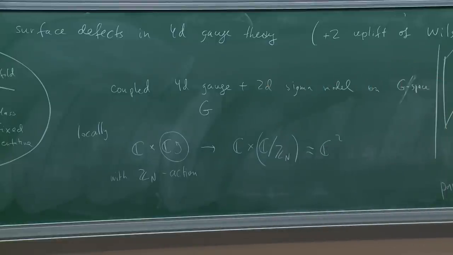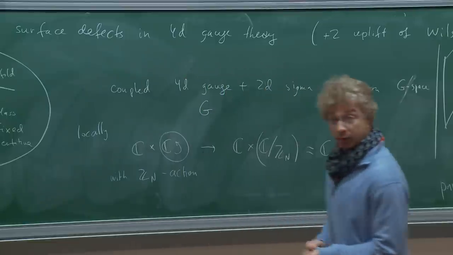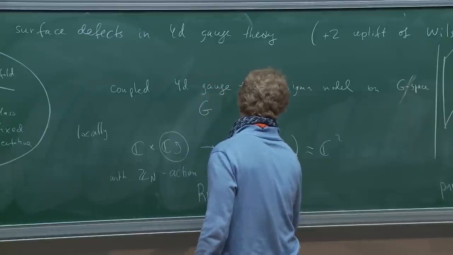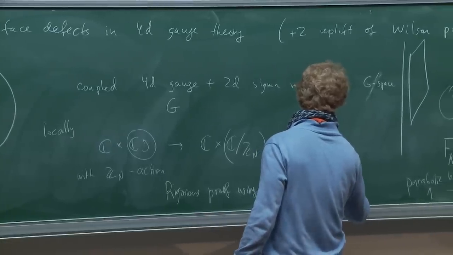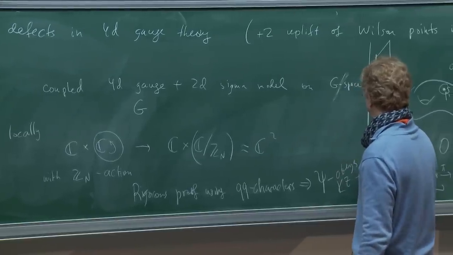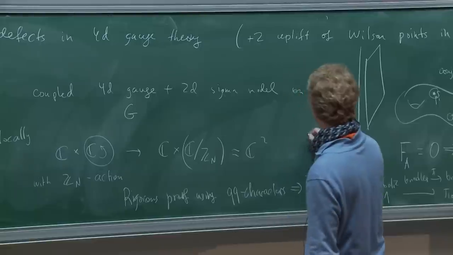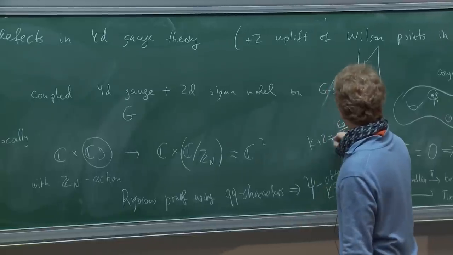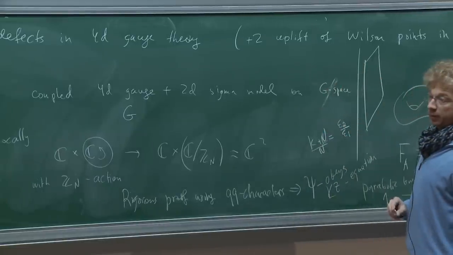And so that gives a much more explicit handle on the corresponding surface defects, and one can prove rigorously, using the theory of QQ characters, that the partition function of the corresponding surface defect obeys the KZ equation, with k plus 2 being essentially the ratio of the equivariant parameters. This is for general rank n.